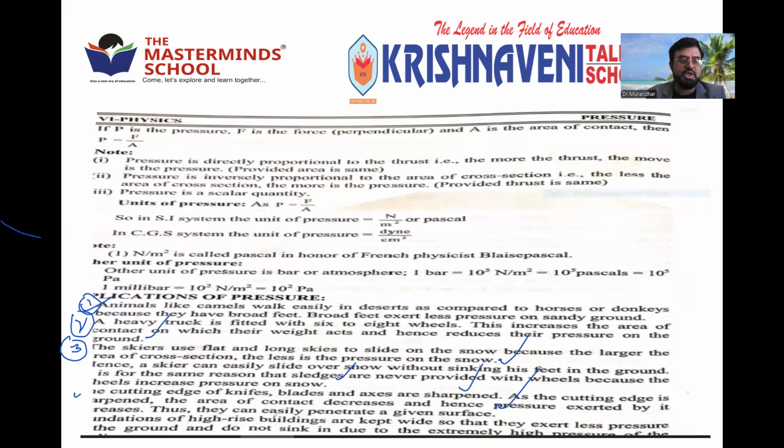Buildings, especially high-rise buildings, are kept wide so that they exert less pressure on the ground and do not sink due to extreme high pressure. When you construct high buildings, we cannot construct them narrowly. It is very dangerous. The area of contact at ground level should be more. Then only it can withstand the pressure.